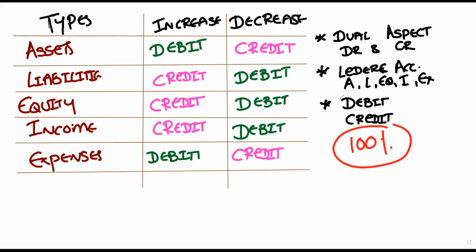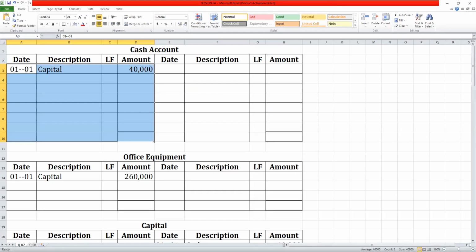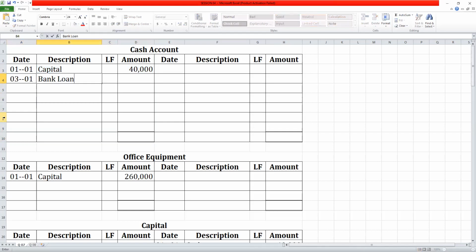Are we clear? Great. Let's move to the next transaction. Transaction number 2. Obtain a bank loan valued 80,000. Again, we have to use the cash. Date is 3rd of January. Now, can you decide why the cash account is debited? 80,000. When you obtain a bank loan, the business receives cash. Cash is an asset of the business. Increase in asset is debit.